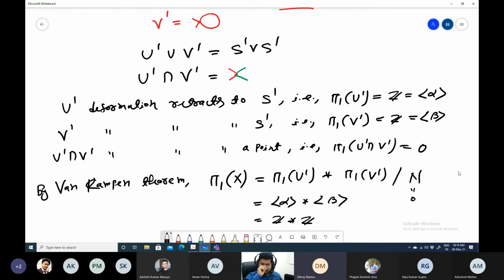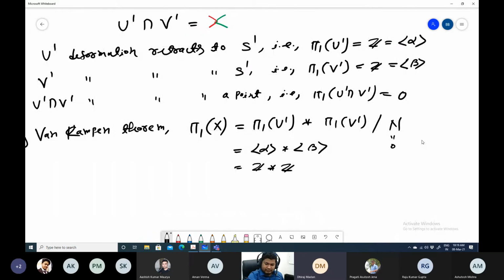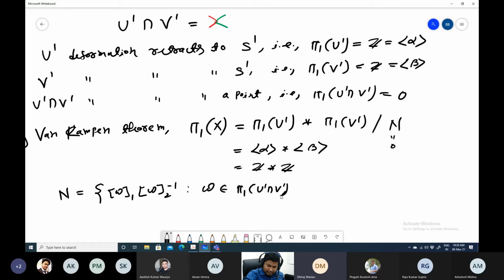No, N is generated by W alpha W beta inverse, where W belongs to U1 intersection V1. But what is N? N is generated by W alpha, W beta inverse, where W is in U1 intersection V1, that is 0. But if you take W alpha, that may not always be the same, right? Why? Because the homotopy classes in U intersection V and the homotopy classes in U may not be the same.